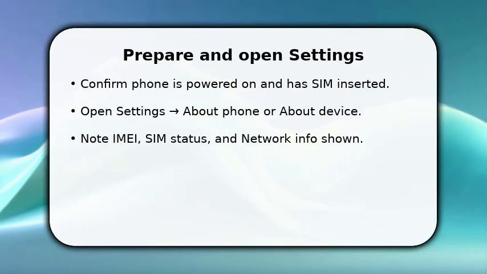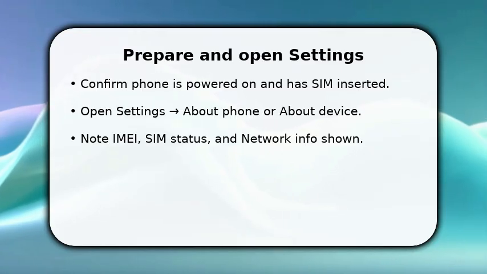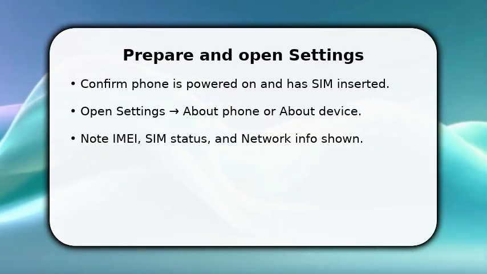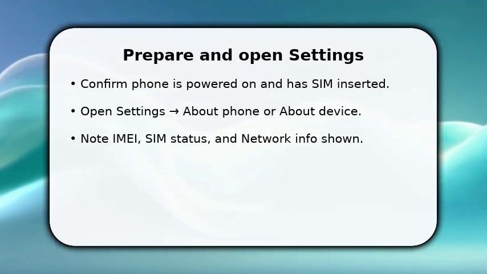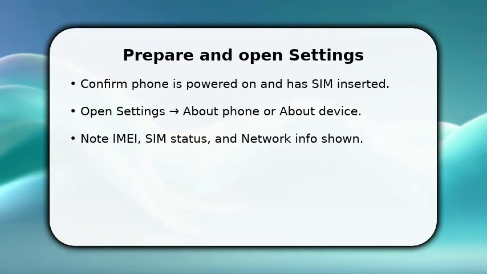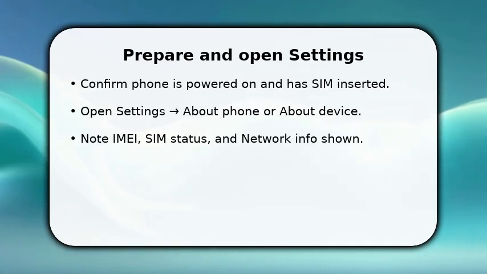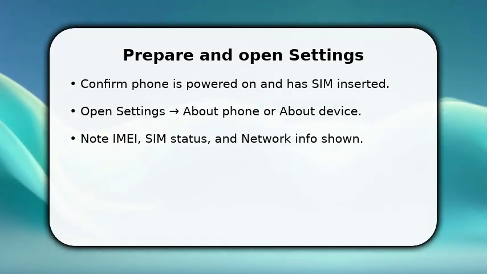You will start immediately. Power on the phone and confirm the SIM is seated. Open Settings and tap About Phone or About Device. This area holds the identifiers you need. Once there, locate IMEI, SIM status, and current network operator fields. Make sure to write down the IMEI exactly, because you'll use it to verify carrier ownership later.